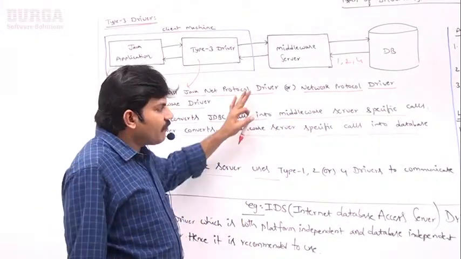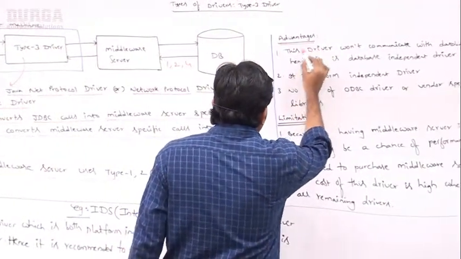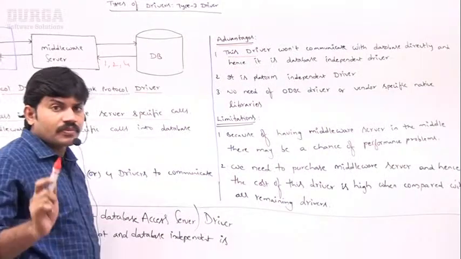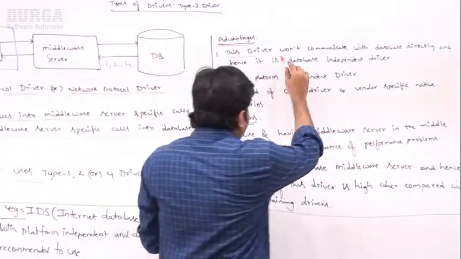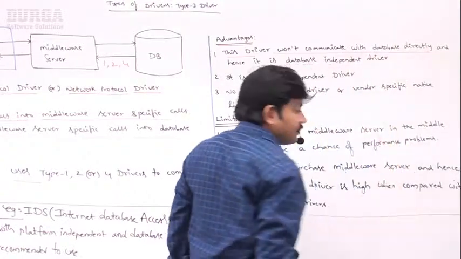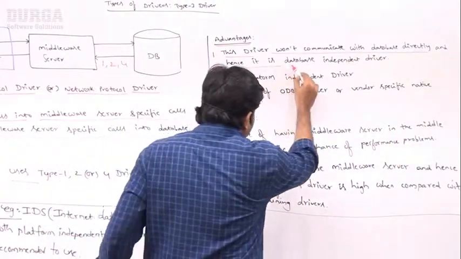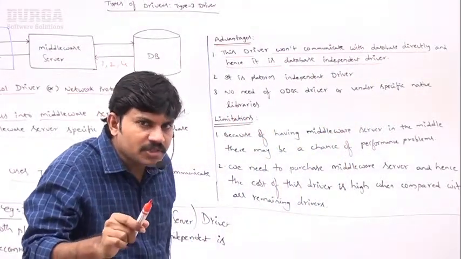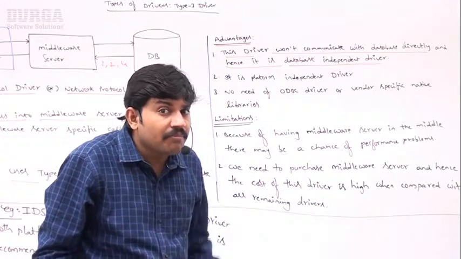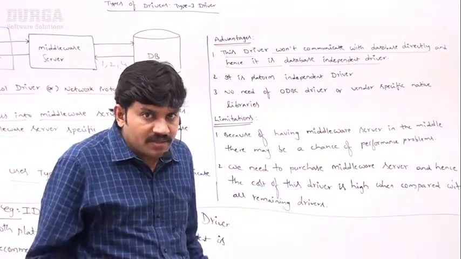Okay, for this, what are the various advantages? The first biggest advantage is that this driver won't communicate directly with the database, and hence it is a database independent driver. Who is responsible to communicate with the database? The middleware server is responsible, not the type 3 driver.